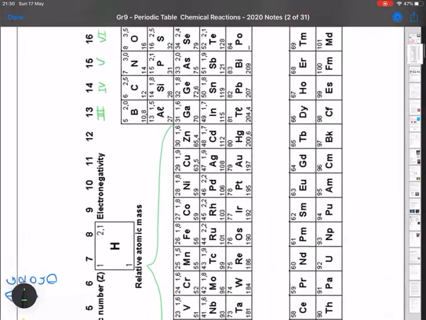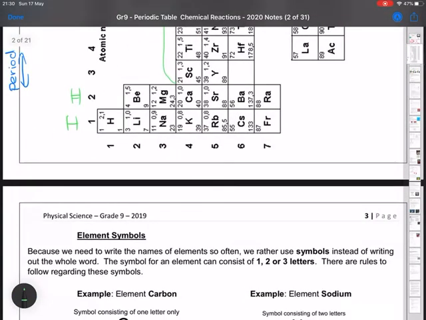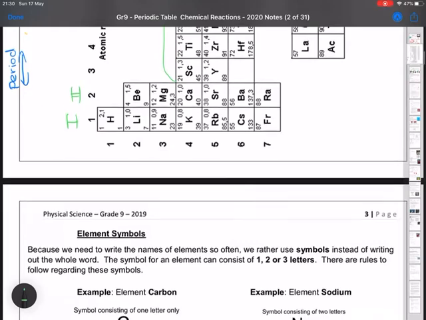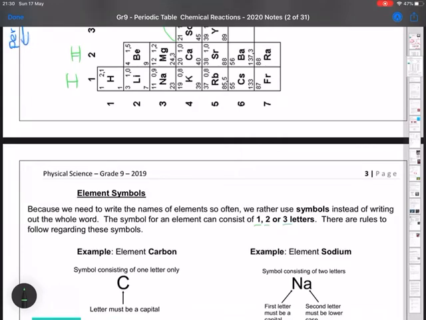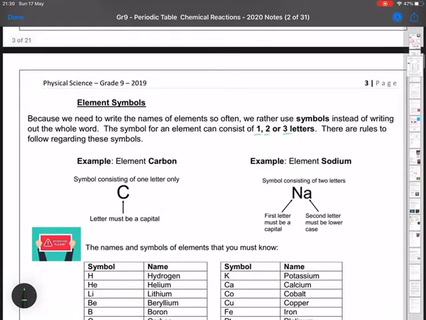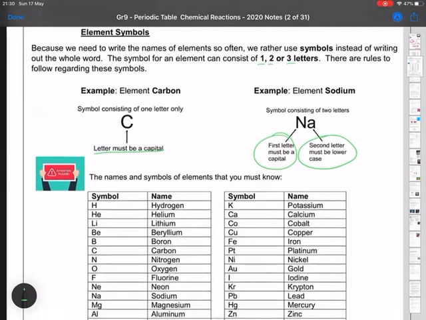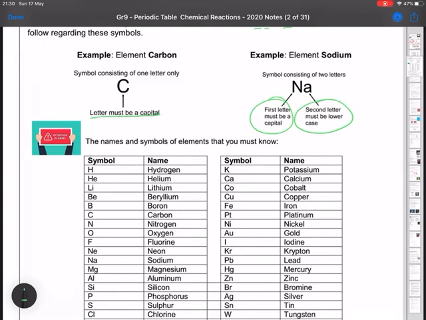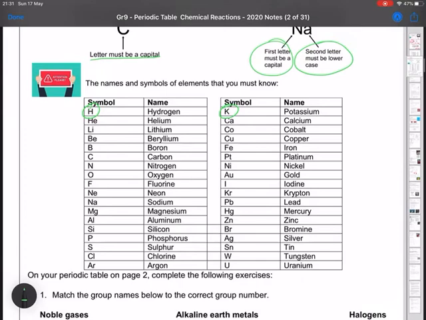Alright, so let's talk about element symbols. We need to know the names of elements, and often we use symbols instead of writing out the whole word, because it's much quicker to write a 1, 2 or 3 letter symbol. The symbol of an element consists of only 1, 2 or 3 letters, but there are some rules. The first letter must be a capital. The second and third letters, if there are a second and third letter, are lowercase. You'll find some symbols on the periodic table have only 1 letter, for example hydrogen and potassium. Some actually have 3.